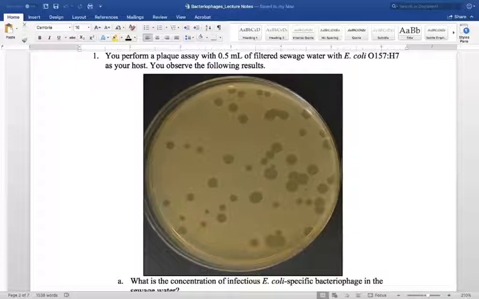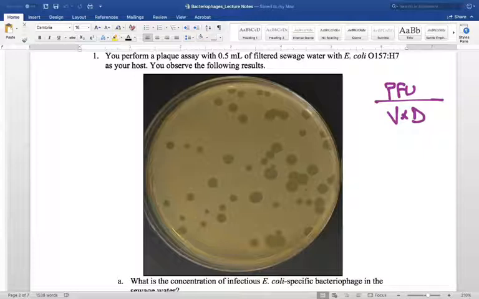All right, so how do we do this calculation? What is the general format for this calculation? Perfect. So PFU over volume times dilution. Volume in this problem, half a mil, 0.5. Dilution is 1. There's no dilution to it. So it's basically just the number of PFUs divided by 0.5. How many PFUs did you count on the plate?